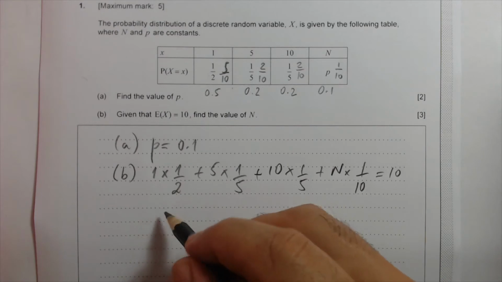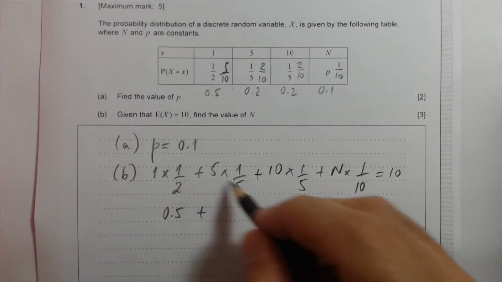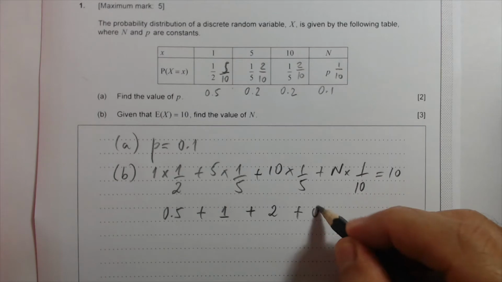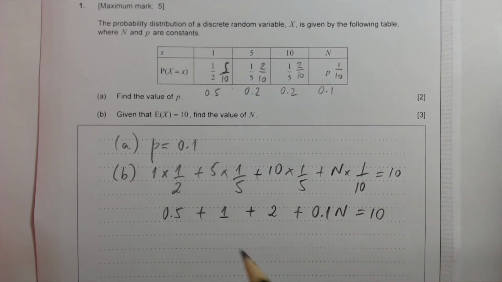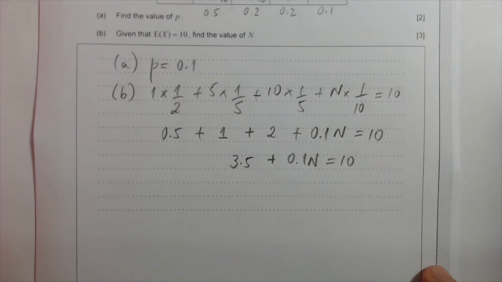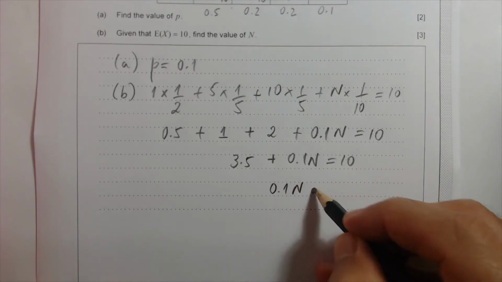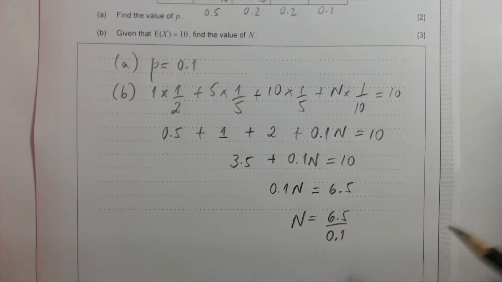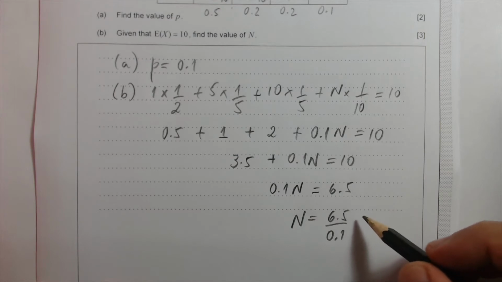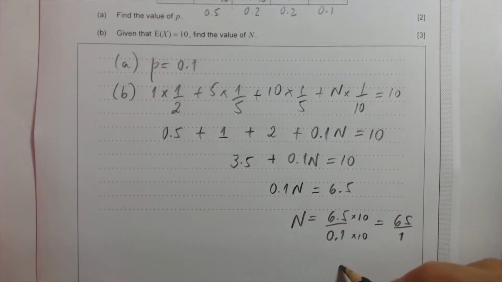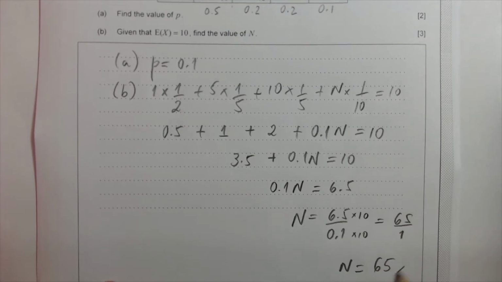1 times half is half, or 0.5, plus 5 times 1/5, which is 1, plus 10 times 1/5, which is 2, plus 0.1n. This must be equal to 10. 2 plus 1, 3, 3 plus half, 3.5, plus 0.1n must be equal to 10. Then 0.1n is equal to 6.5. Then n is equal to 6.5 divided by 0.1. Dividing by 0.1 is the same as multiplying by 10, or if you multiply both by 10, you get 65 over 1, which is equal to 65. So n is 65.